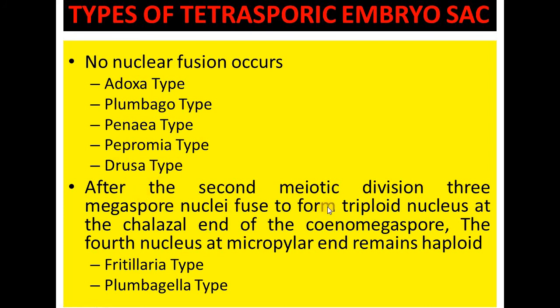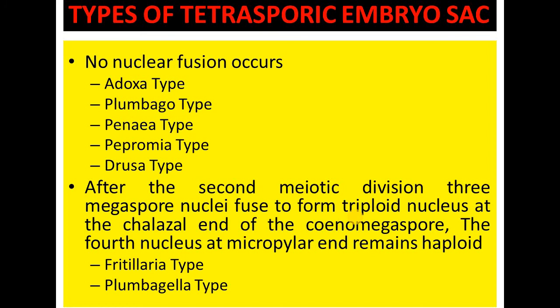And after the second meiotic division, 3 megaspore nuclei fuse to form triploid nucleus. When 3 megaspore nuclei are fused with each other and form triploid nucleus at the chalazal end of the coenomegaspore, and the 4th nucleus, which is present at the micropylar end, remains the haploid one. So such kind of arrangement will be there.